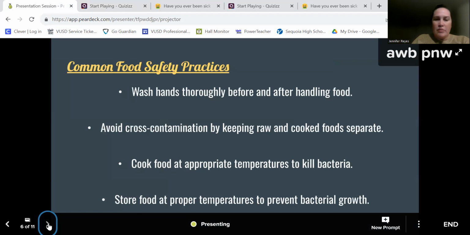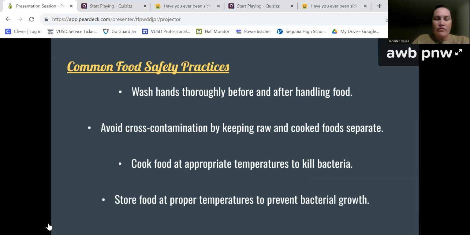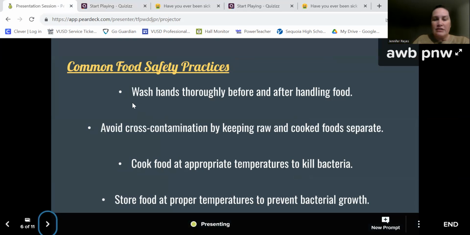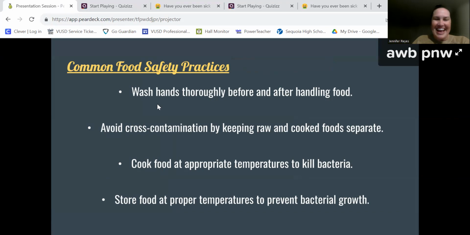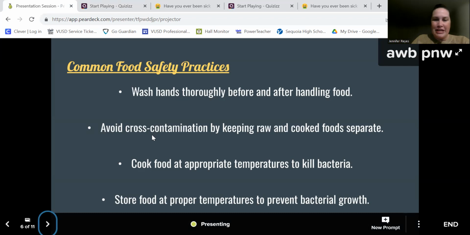The next slide is common food safety practices. There are 4 parts. First is washing your hands thoroughly before and after handling food. I'm going to actually do a demonstration of how to thoroughly wash your hands using oil and cinnamon to represent cross-contamination and bacteria on your hands. And then we'll talk about avoiding cross-contamination, how to cook foods at appropriate temperatures, and how to store foods at proper temperatures to prevent bacteria.